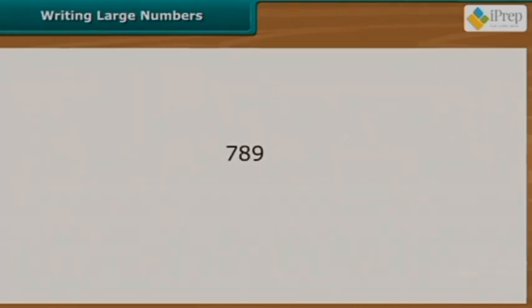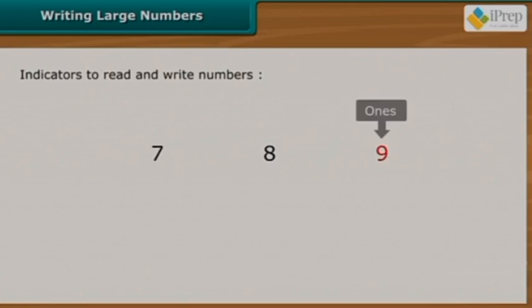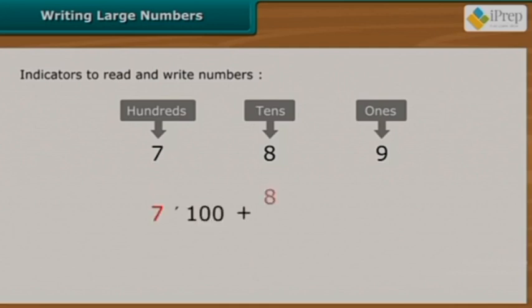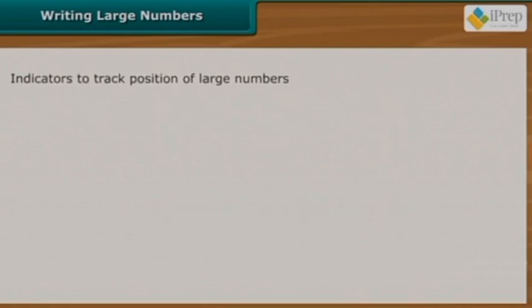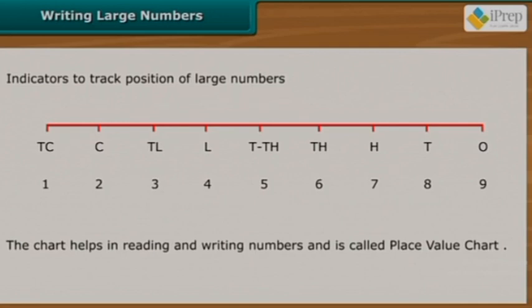Large numbers. Sometimes the large numbers are so large that it becomes difficult to keep track of. Then it helps to use indicators to read and write large numbers. In a decimal number system, the value of a digit depends on its place or position in the number. Each place has a value of 10 times the place to its right. It can be extended to crores. The chart helps in reading and writing numbers and is called place value chart.